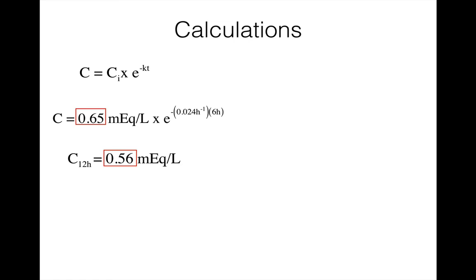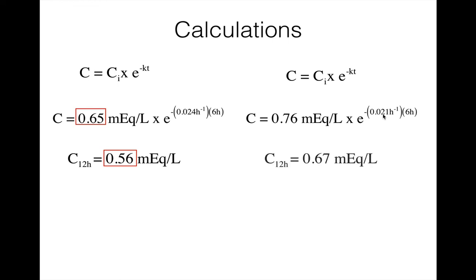Now let's do it for the other method using the same equation. In this case, the CSS average was 0.76 and the K was 0.021. That yields a concentration at 12 hours of 0.67. Again, not too much different than the concentration at midpoint. So the dosing changes based on these would hardly be different at all.